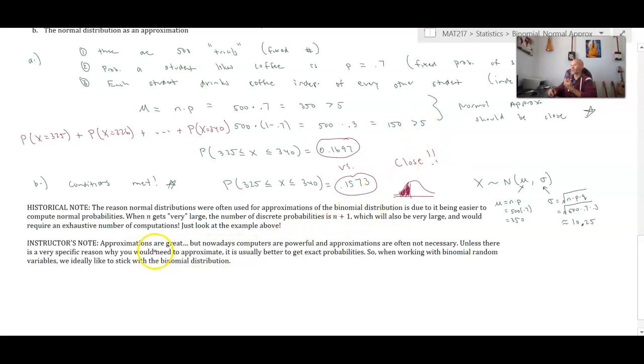But here's the thing: approximations are great, but nowadays computers are powerful and approximations are often not necessary. We can get things pretty much as exact as we want. Unless there's a very specific reason, which we won't talk about here, it is usually better to get exact probabilities. So when working with binomial random variables, we ideally like to stick with the binomial distribution. That's just my input on that process. Why get an approximation if it's not going to take you any more time? And with technology the way it is, it really doesn't. So now we have this link between the binomial distribution, which is a discrete random variable distribution, and the normal distribution, which is a continuous random variable distribution.